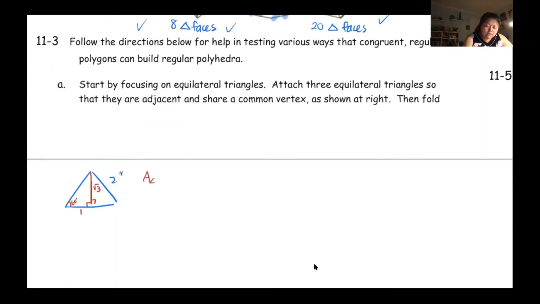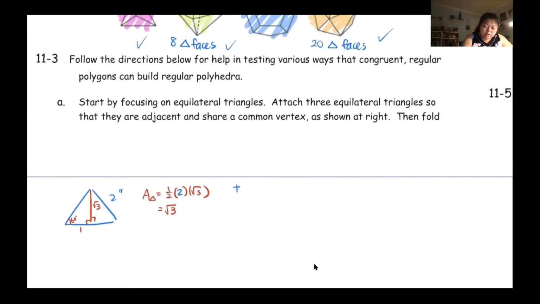So if that's a 1, this is root 3. So the area of this triangle is going to be 1/2 base. Base is 2. Remember, we cut it in half to figure out the height. And then the root 3 is my height. So if you simplify this, each triangle is root 3. So that makes it easy because now I have the tetrahedron, I have the octahedron, and the icosahedron. Right, this is the surface area of all of them.